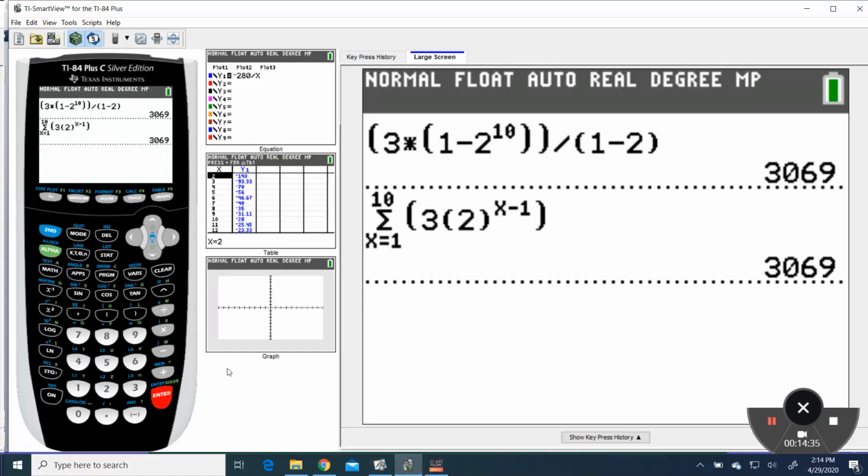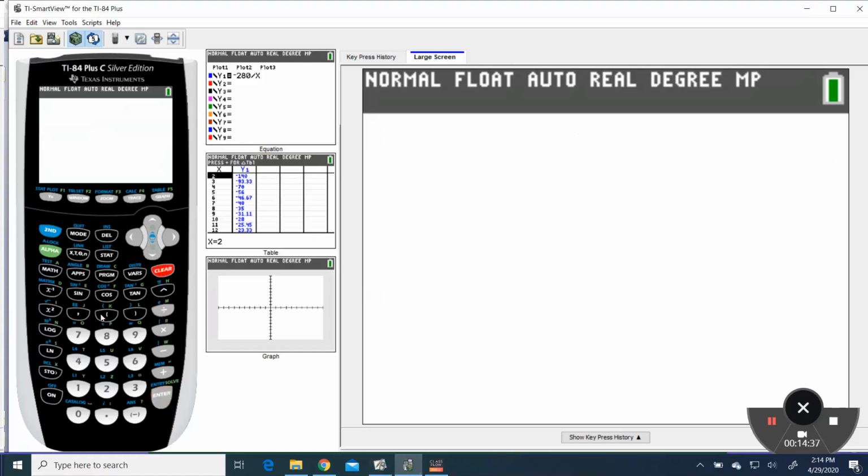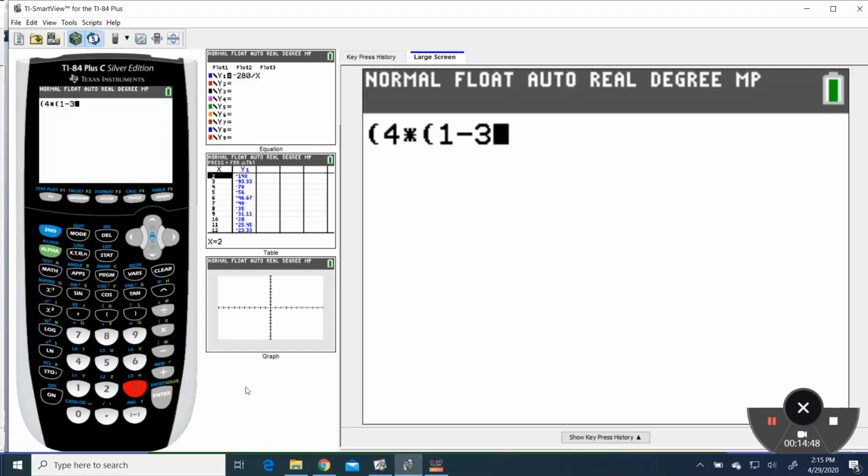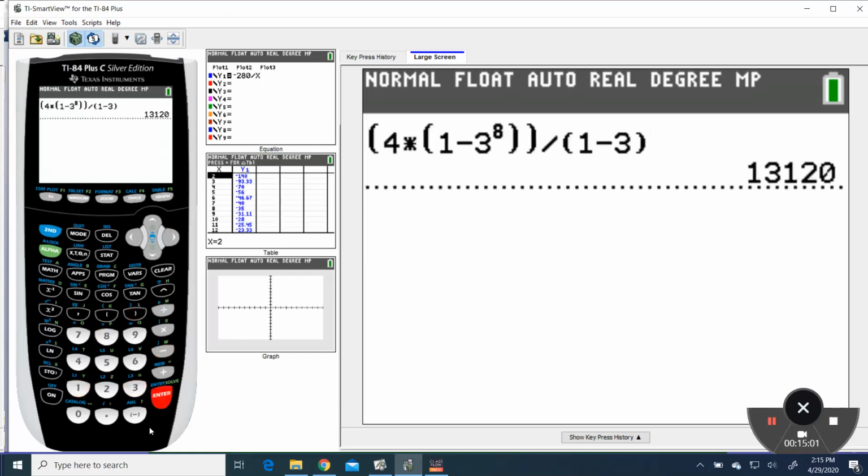So then I would come to my calculator, parentheses for all the top stuff. 4 times 1 minus 3 to the 8. So 8's the top number. 3 to the 8th. Come back down, close the top parentheses off, divided by 1 minus 3. 13,120.